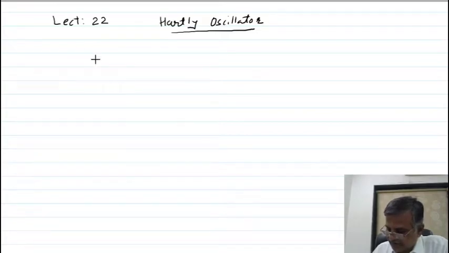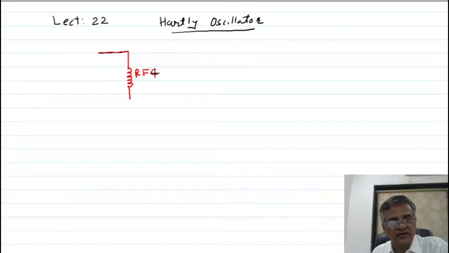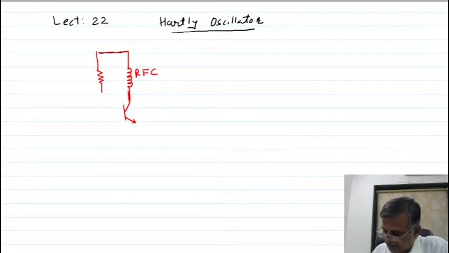See, the circuit diagram of the Hartley oscillator is shown in the figure. This is your radio frequency coil, or it is called a radio frequency choke, and it is connected to the collector. This is resistor R1 for biasing the transistor. This is resistor R2 for the biasing of the transistor.